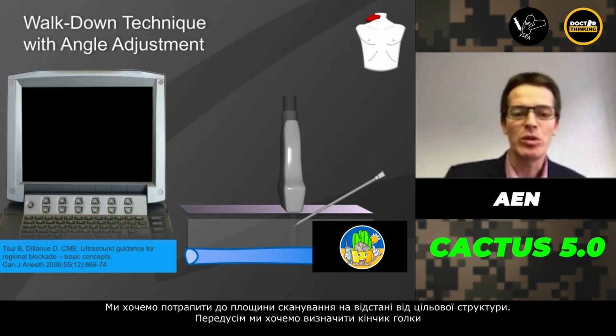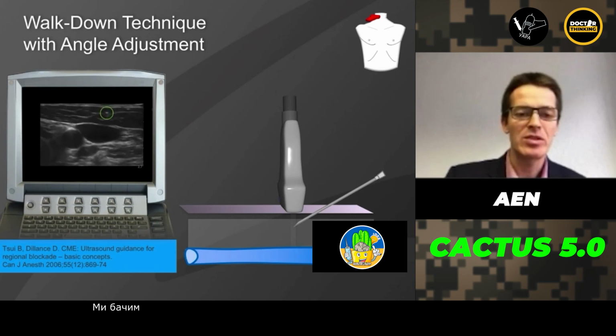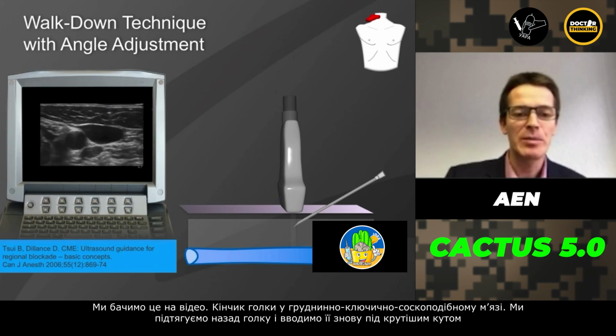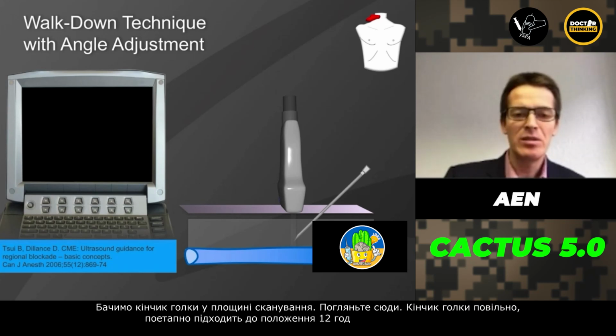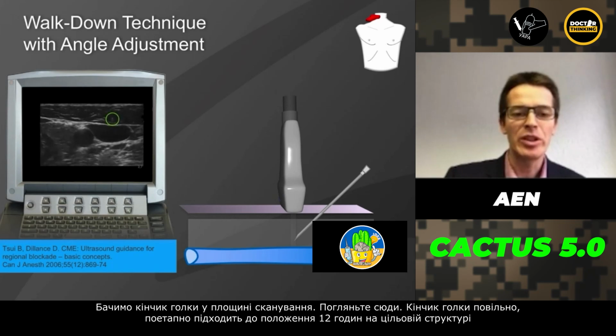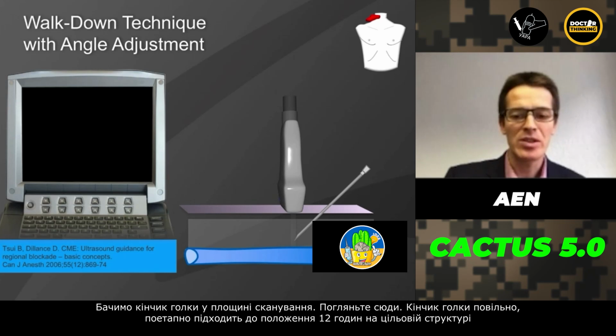So first of all, we want to identify the needle tip. This is what we see on the ultrasound clip on an IJ axis. So we see the needle tip in the sternocleidomastoid muscle. And then we withdraw the needle and we adjust to a steeper angle, insert the needle again until we get the first reflex of the needle tip in the scanning plane. So have a look here. The needle tip slowly approaches stepwise the 12 o'clock position of the target structure.